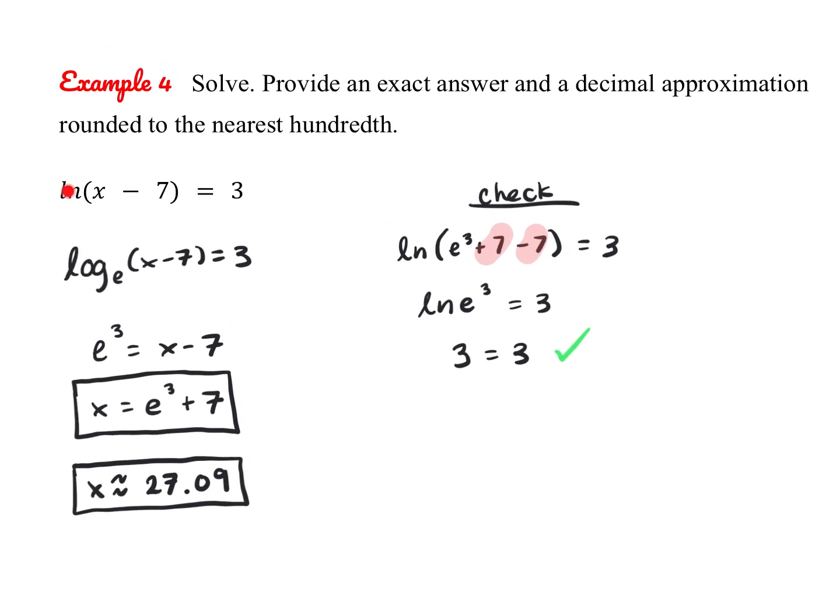So again, when you have a natural log equation, most of the time you will get an answer with e in it, and that's okay. Looks a little bit strange, but this is exact, and if you needed to, you could always plug that into your calculator to get a decimal approximation.